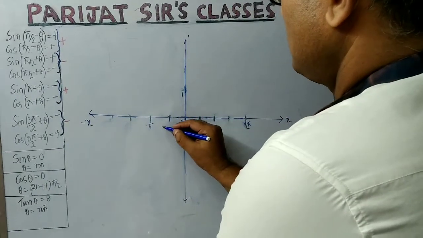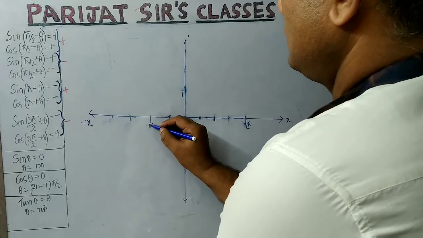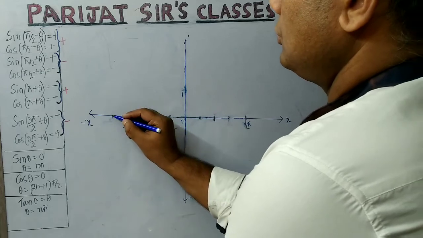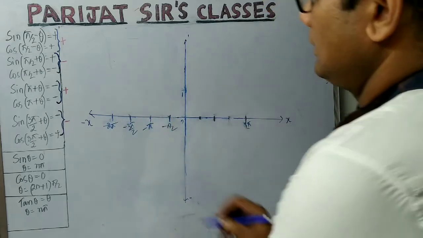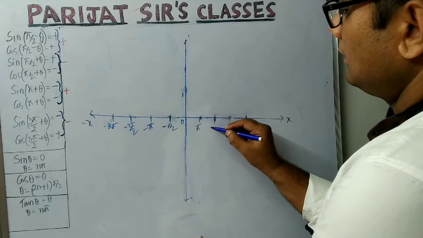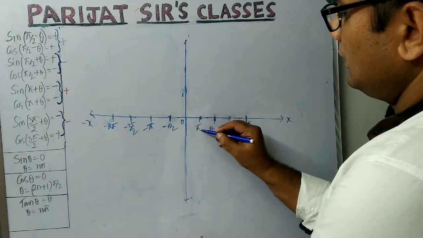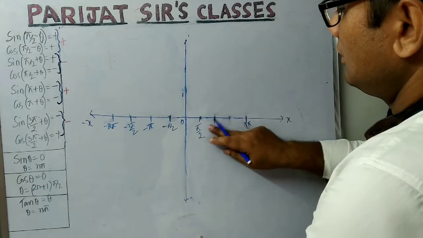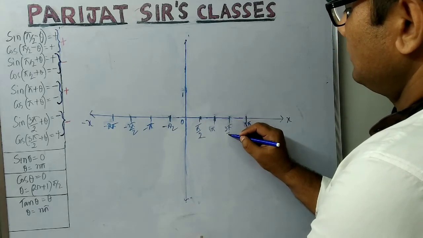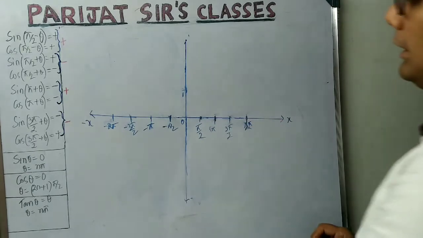So this is minus pi by 2, this is minus pi, this is minus 3 pi by 2, this is minus 2 pi. Now this is 0, pi by 2, this is pi, 3 pi by 2, and this is 2 pi.